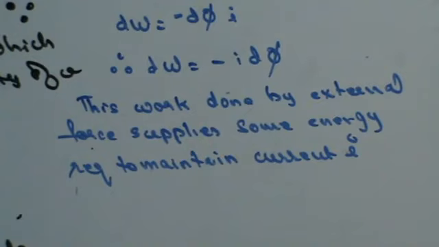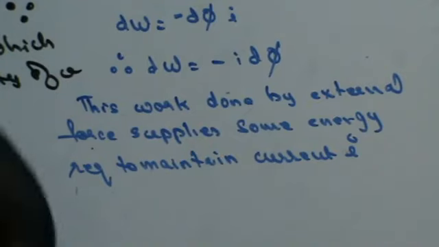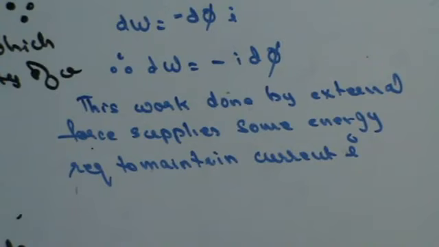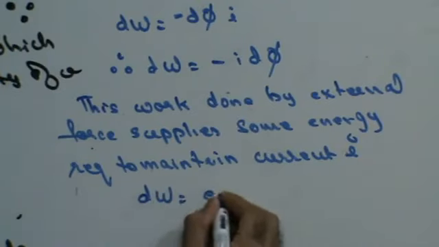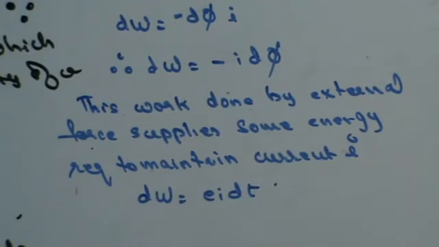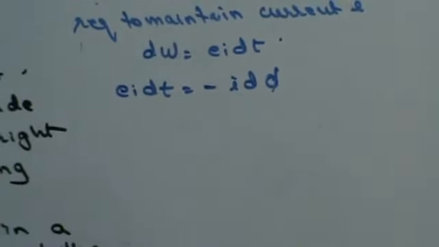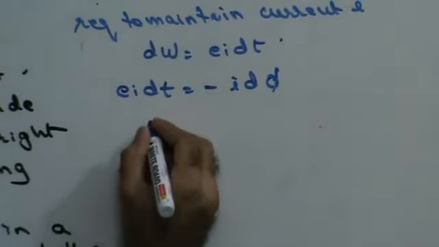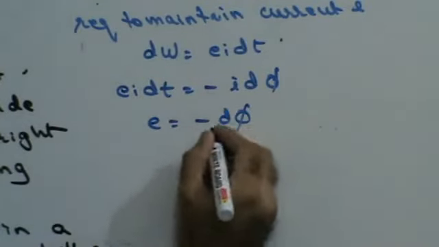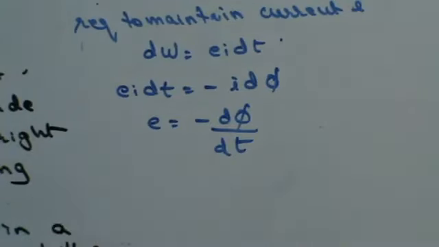If there is work done in time, it will give rise to energy. That means I can say work dW is nothing but EI dt. Right? In that case, I can say that EI dt is negative I d phi. Right? In which case, I and I get cancelled. E is equal to negative d phi by dt. Thus EMF is nothing but the change in flux upon time.